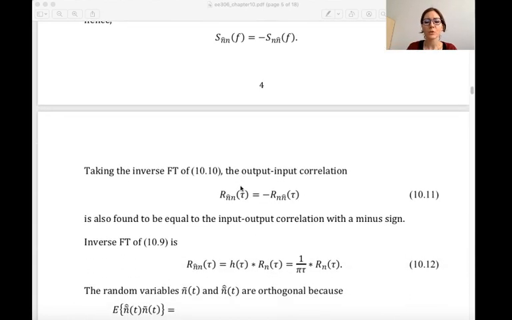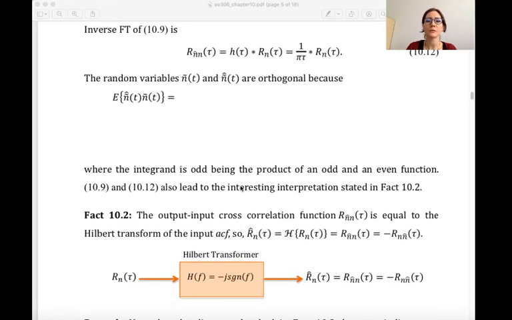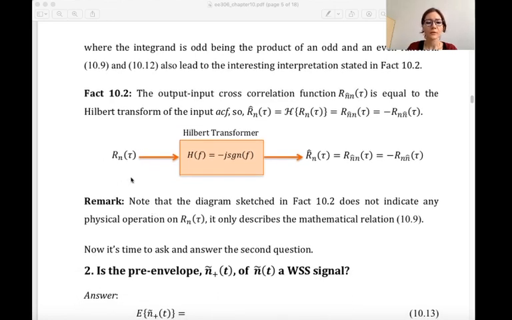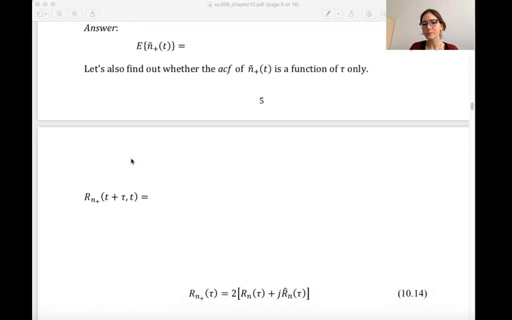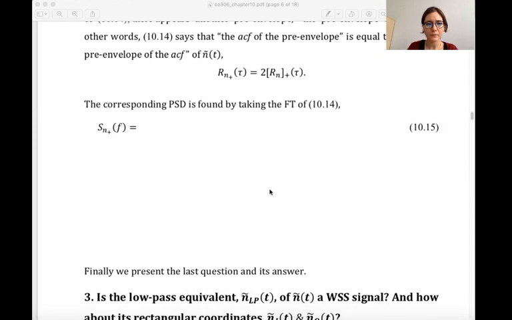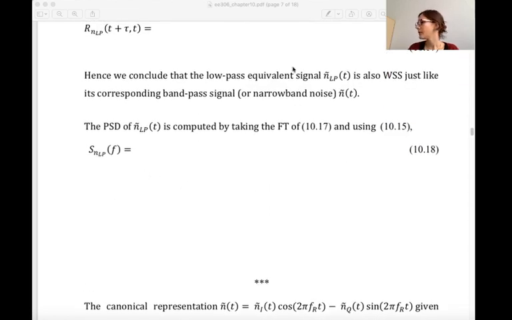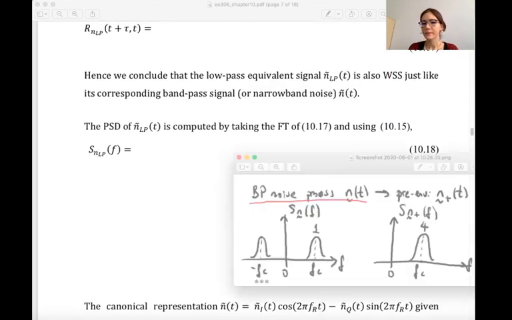So each time we obtained the autocorrelation functions of these signals, and then we looked at the Fourier transform of the autocorrelation functions, and that gave us the power spectral density. And then each time we saw that the autocorrelation function was a function of tau, it confirmed wide sense stationarity. So speaking of the power spectral densities of all of these signals, at this point we had all these results.